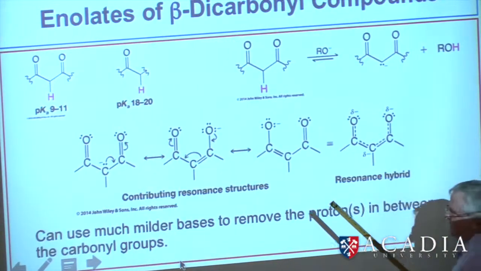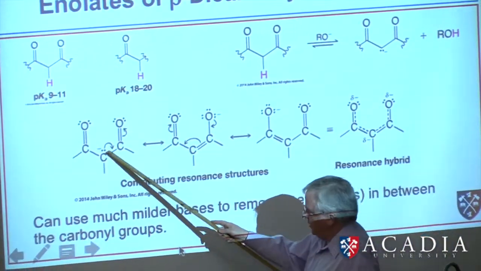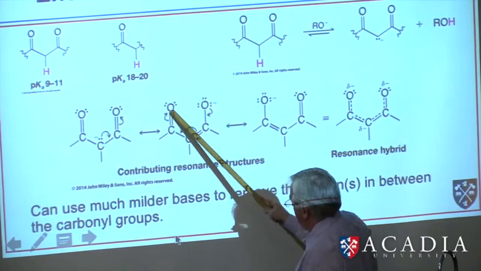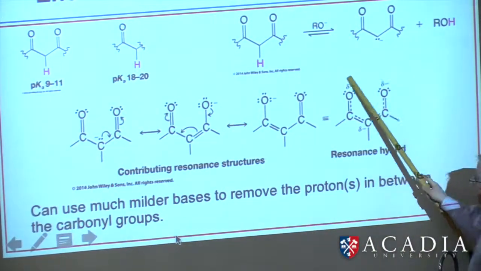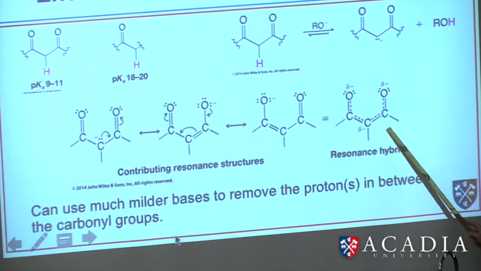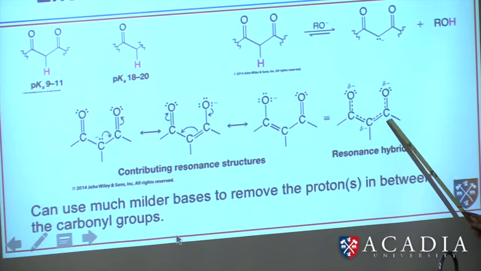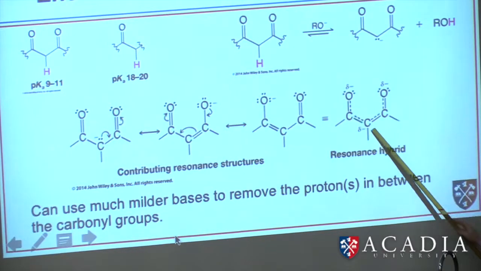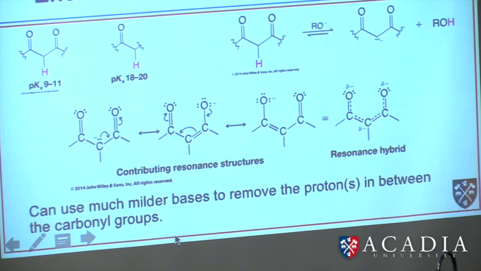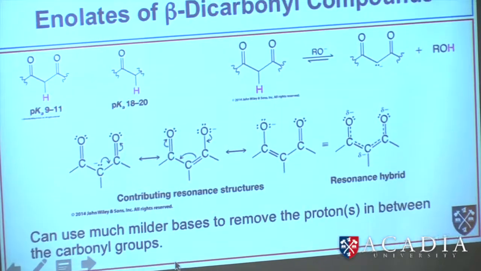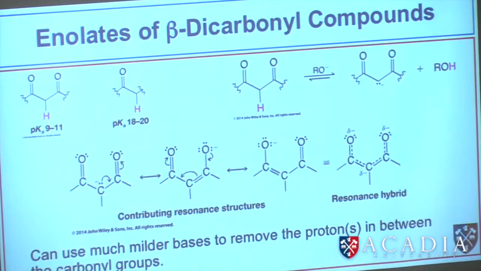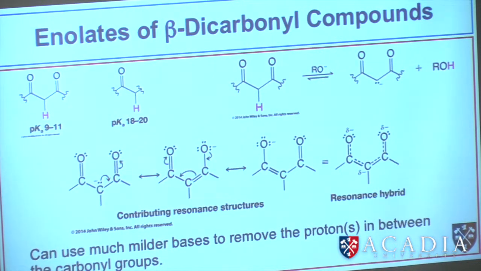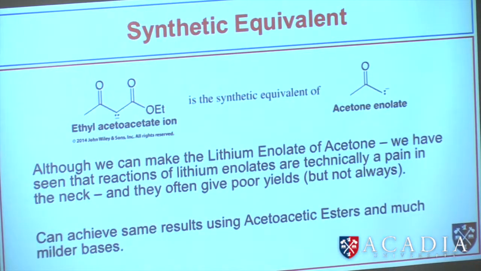The reason that these are so much more acidic is that we can delocalize the charge to either one of the oxygens. So we have much more charge delocalization for the 1,3 or the beta dicarbonyl compounds. These enolates are very stable because of that charge delocalization. And the advantage is that we can use much milder bases to remove the protons in between.